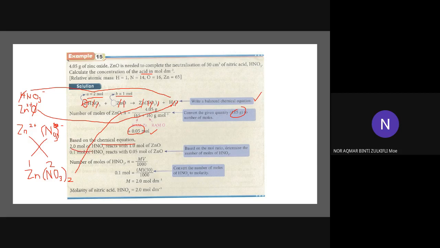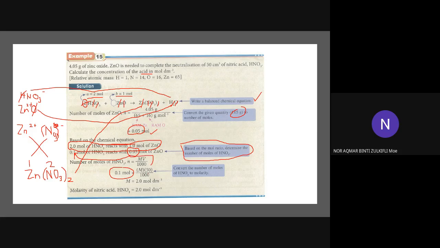This is from the original, means from the balanced equation. So we expect that 2.0 mole of HNO3 reacts with 1.0 mole ZnO. So if from the mass we get 0.05 mole, we compare the ratio based on mole ratio. Can we get the actual mole for HNO3? Yes, means we divide by 2. 1.0 divided by 2, you got 0.05. So of course 2.0 divided by 2, you got 0.1.